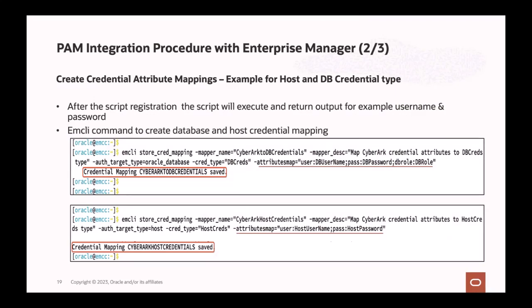So here in the example, I have put the authenticating target type as database. And also I have defined the attributes like the database username and password. Along with that, I've also mapped the database role. So this is just an example command for database. And below you can see an example command for the host target type.